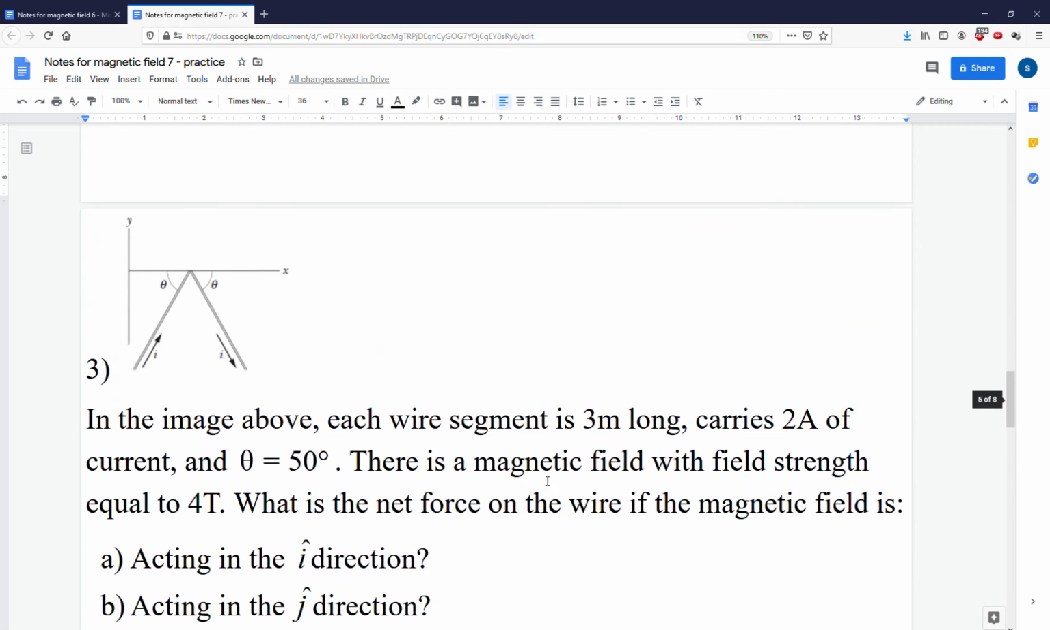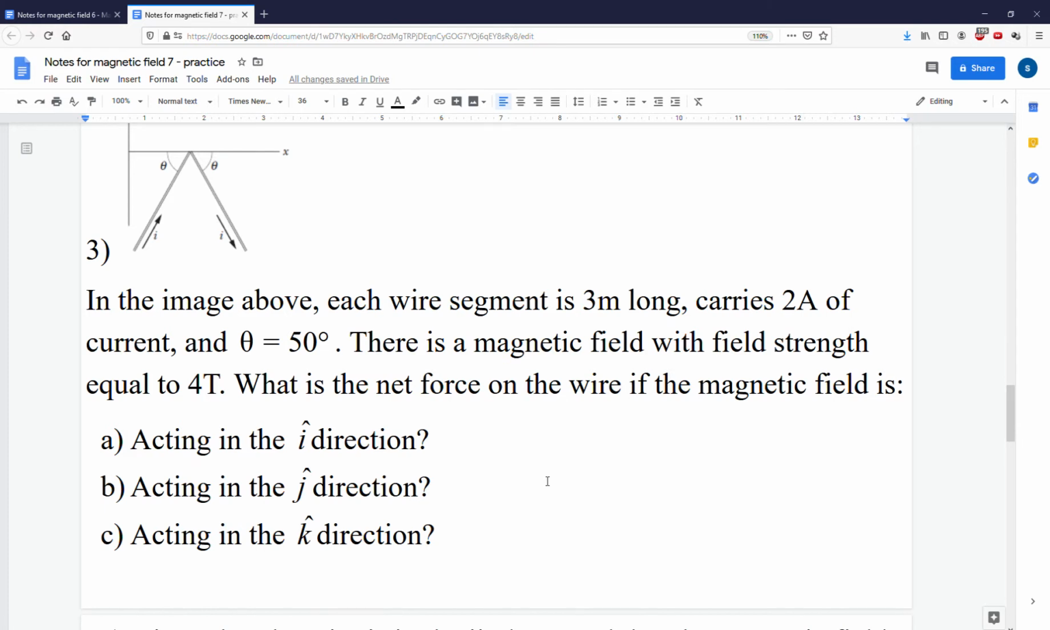Part C. What if the magnetic field is acting in the K direction? Again, both wires are in the IJ plane, but this time the magnetic field is acting in the K direction. On the one hand, this means that the magnetic field and the direction of the wire are perpendicular, so theta is equal to 90 degrees in both cases. On the other hand, each wire will now have force acting in a different direction that cannot be simply added.